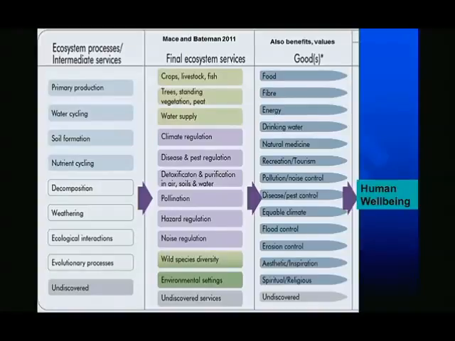If you look from the left-hand side, the processes, they're saying the same sorts of things. We have a set of processes, and this is only a subset, obviously. There's a set of processes which we manage to deliver something in terms of what they're calling final ecosystem services.